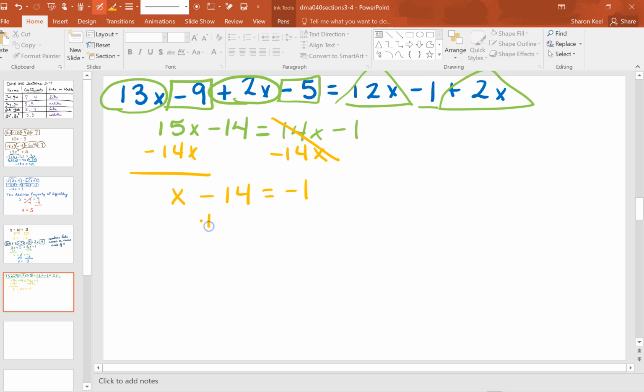I'm now going to move my minus 14 by adding it. That makes it cancel here, so I'm going to add 14 to the other side. X is equal to negative 1 plus 14 is positive 13.